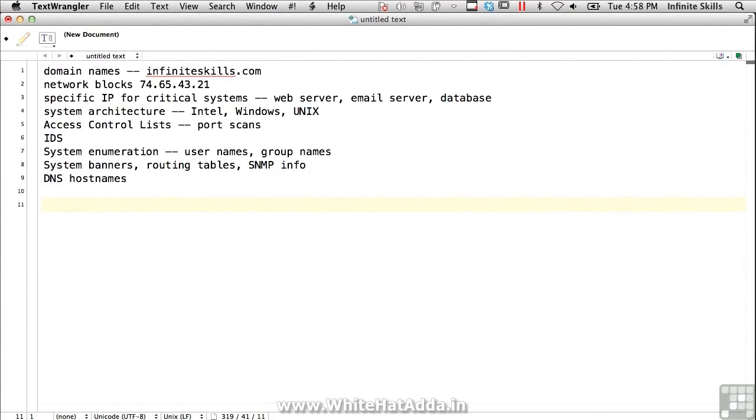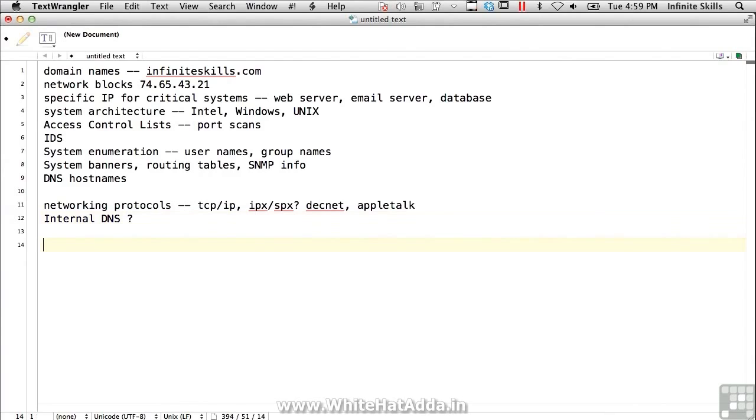On the inside, if you're doing an internal penetration test or ethical hacking engagement, you want to know networking protocols. Are they only using TCP/IP, or are they using IPX, SPX? Are they using DECnet, AppleTalk? Are they using some sort of split DNS? In other words, do they have an internal DNS server that's different from their external, and will it give different information? You want to check for remote access possibilities, VPN or dial-up.